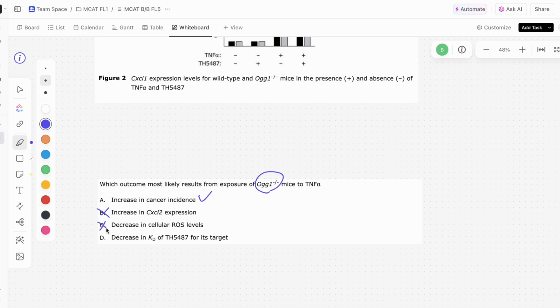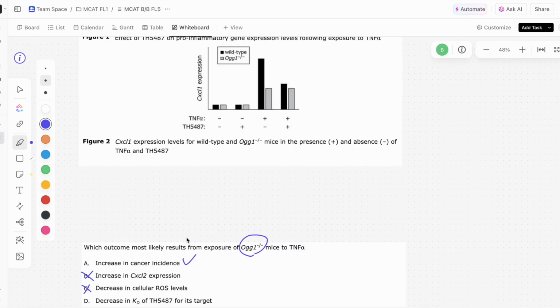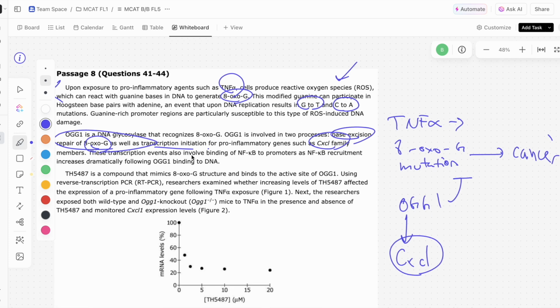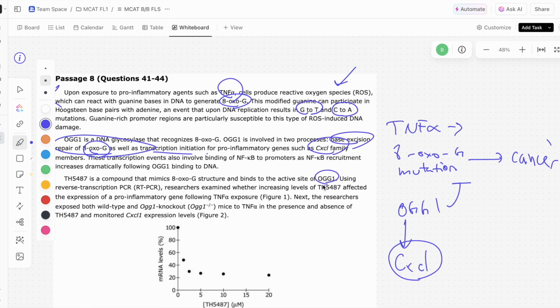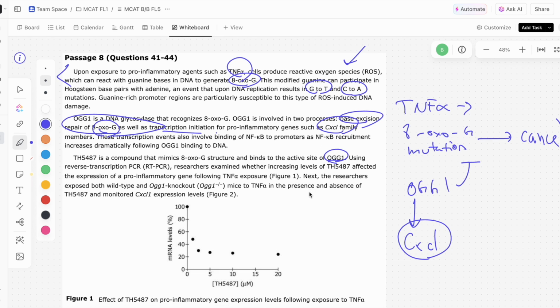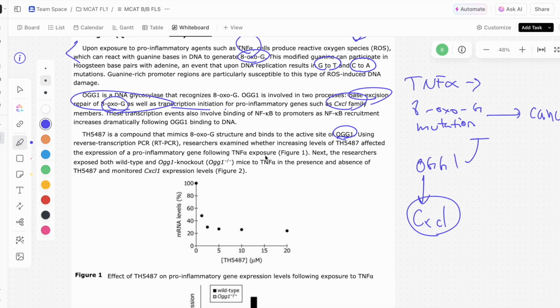cellular ROS levels. And finally, D says a decrease in KD of this compound or this molecule here, compound for its target. And remember, the target is the OGG1. Right? It looks like the 8-oxo-G structure, and it binds to the active site of OGG1. Well, if we expose to TNF alpha, the binding ability of this compound is not related to whether or not we have TNF alpha presence, right? This is just a compound that binds to OGG1. And on top of that, again, this OGG1, this DNA glycosylase, doesn't even exist. This mouse doesn't have the genes to encode for OGG1, right?